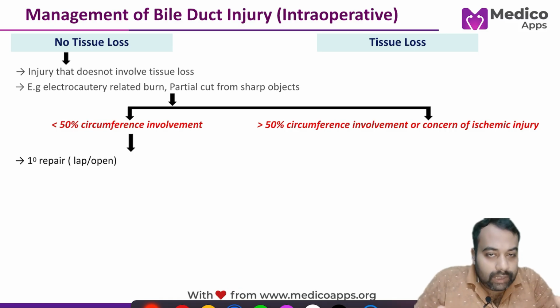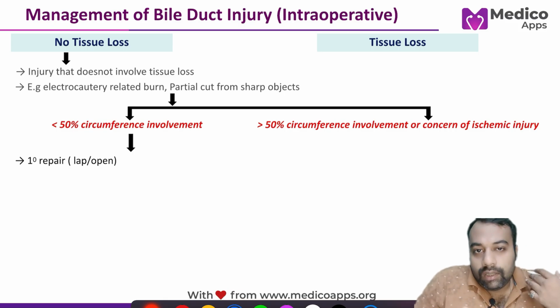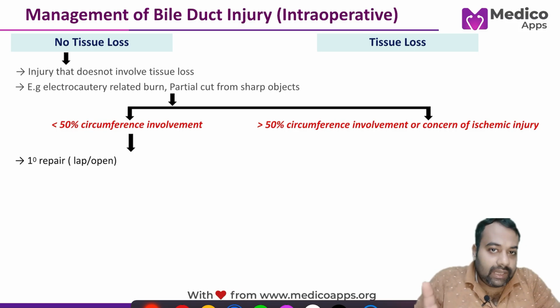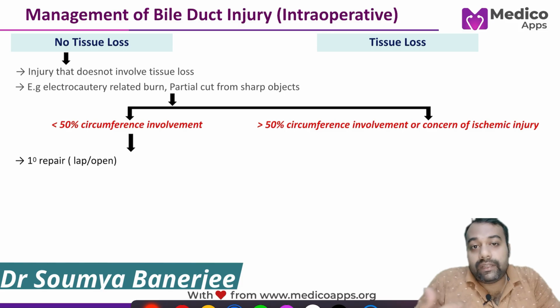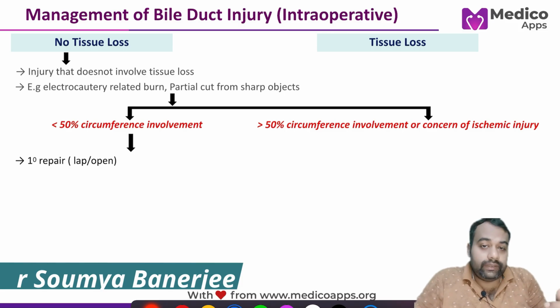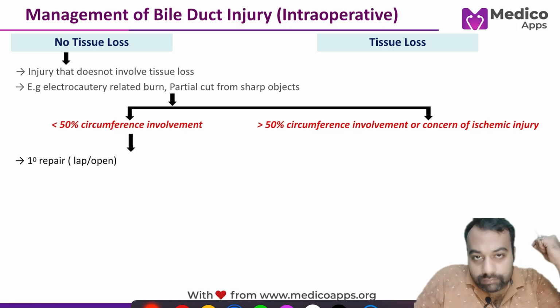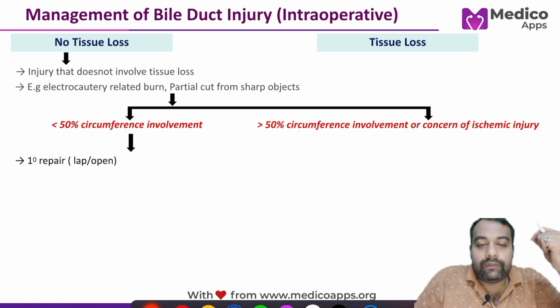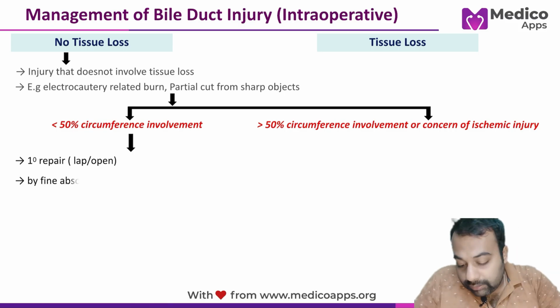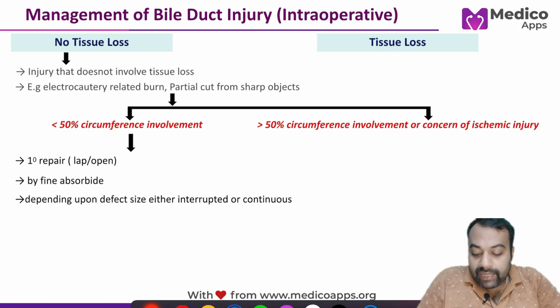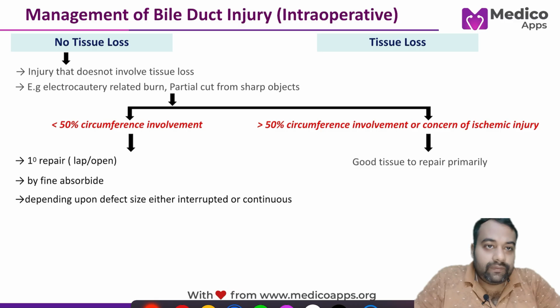Now it depends, number one, on the surgeon's choice in some cases, as well as the diameter of the injury, which is also the main determining factor regarding whether the surgeon goes for this repair in a continuous fashion or an interrupted manner. So these are the management aspects for less than 50% circumference involved.